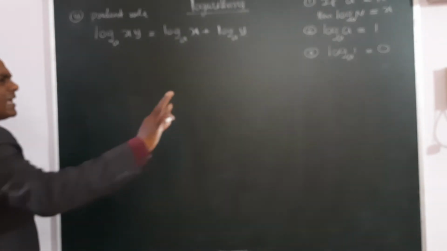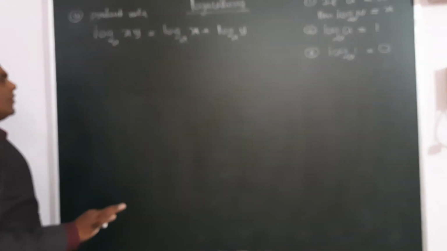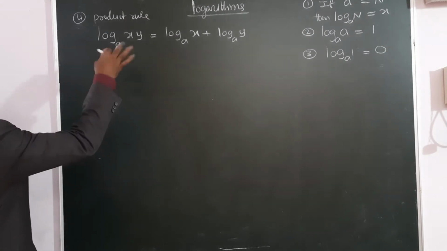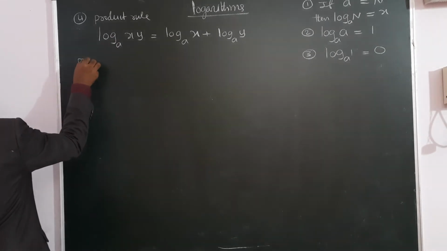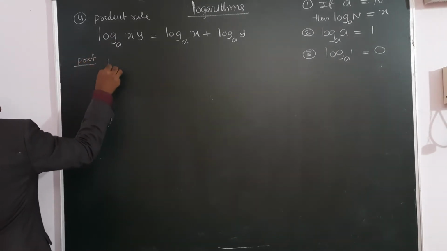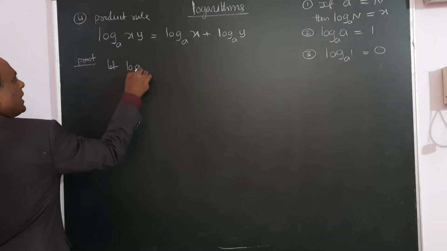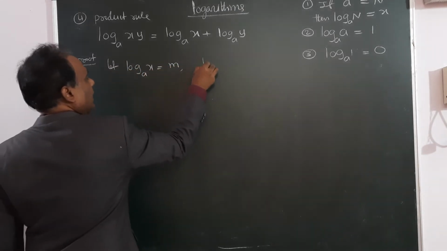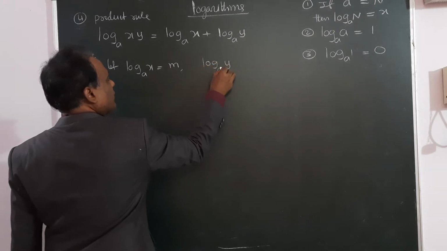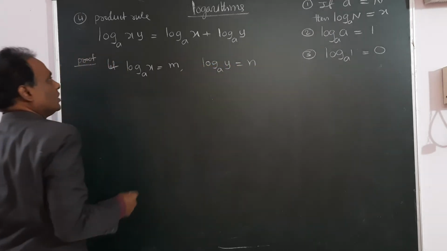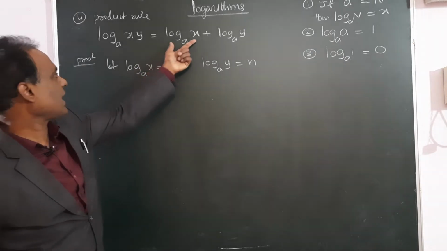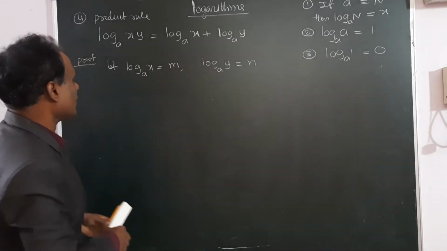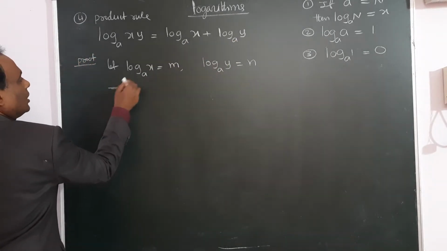See, the formula is enough, but I will give the proof also. Actually, proof is not so important. Remember the formula. So I will give the proof also. Let log x to base a be m, and log y to base a be n. Now remove the logarithm.